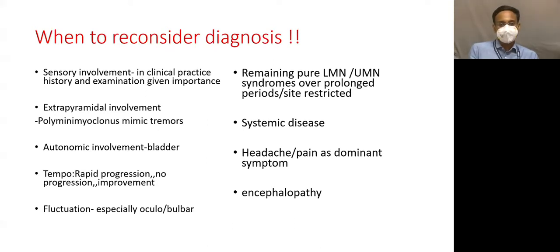A disease which does not manifest such symptoms, that is a possible red flag. In the presence of a systemic disease, it is very difficult to make a possible diagnosis of motor system disorder. Headache or pain as a dominant symptom: if a patient develops acute onset pain in the shoulder and the neck, and then develops weakness, one must consider that the possibility is more of a radiculopathy or a wasting rather than ALS as the manifestation. And if there is encephalopathy, one should not consider ALS, because we don't find encephalopathy as a common presentation in motor system disease.